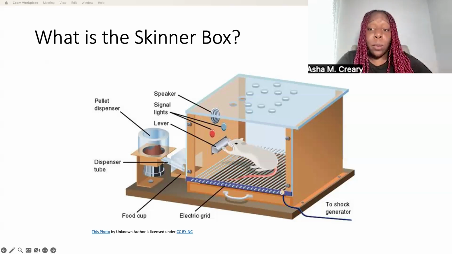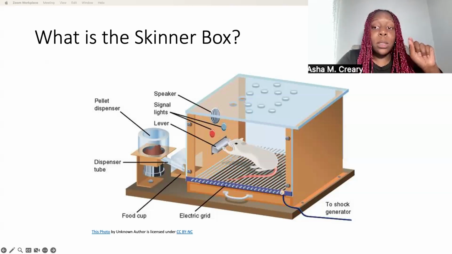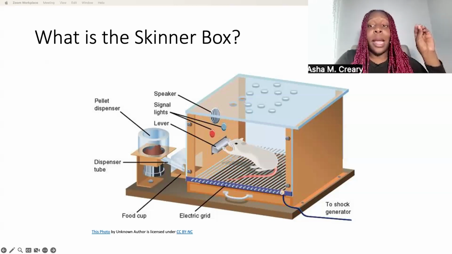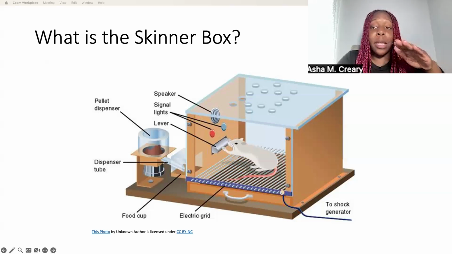Why is this box so important? Well, by watching how animals behave, scientists can understand how rewards like food can encourage animals to do certain things. It helps us learn how we all learn new things, not just animals. So, we place the rat inside of this box, and the rat pushes the lever down and it dispenses food.